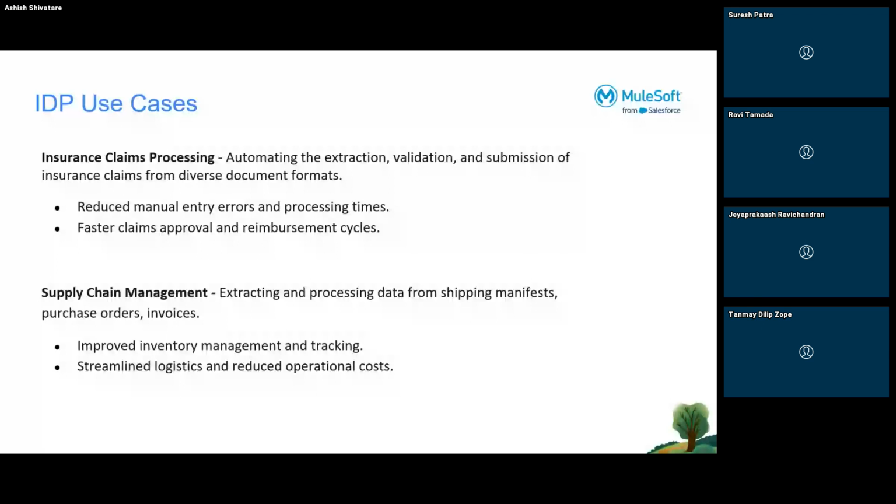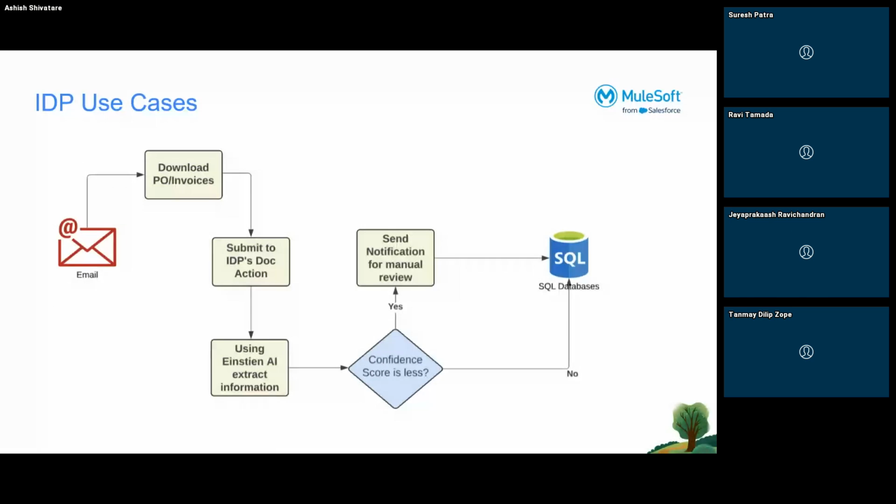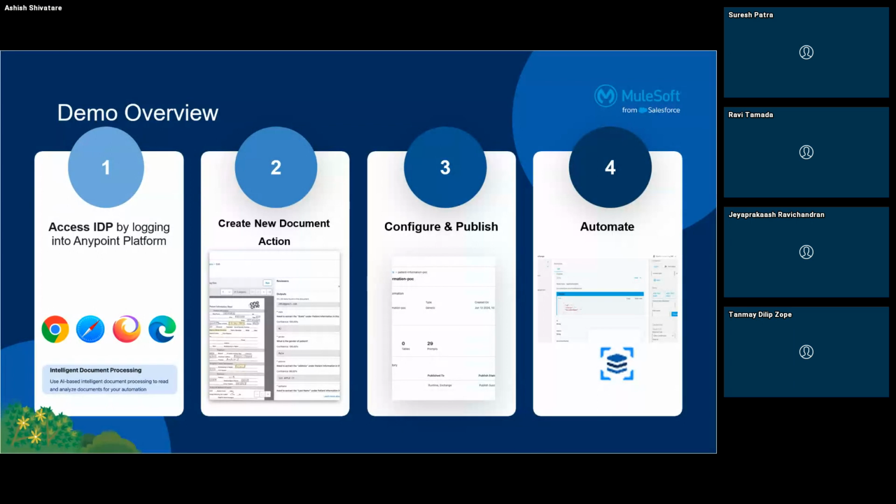Here is a pictorial representation of a use case. You have an email, and you need to download POs or invoices. This can be done with RPA. Then you can submit those attachments to IDP's document action and extract information using Einstein AI. If it needs review, it will be sent for manual review, and once approved it will be pushed to the database. If the confidence is high, then the data will be directly entered into the database. This is just a small use case flowchart.